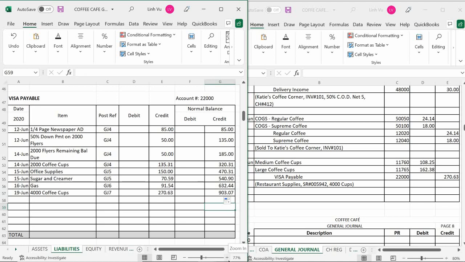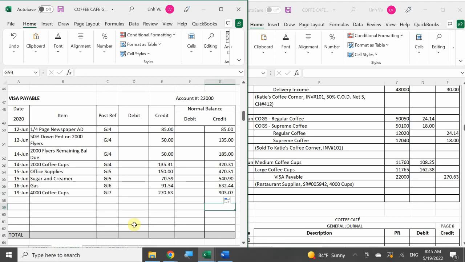What comes after my credit? What comes after my general ledger? Who did I buy from? Restaurant supplies. We bought from restaurant supplies. So where do I need to go to enter this information? Subsidiary. Subsidiary ledger. Good.